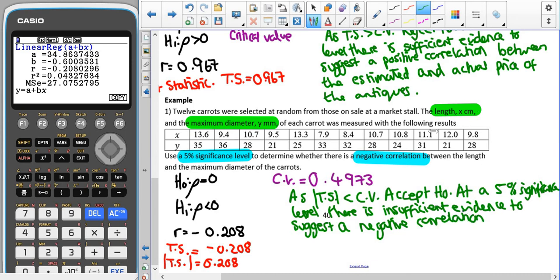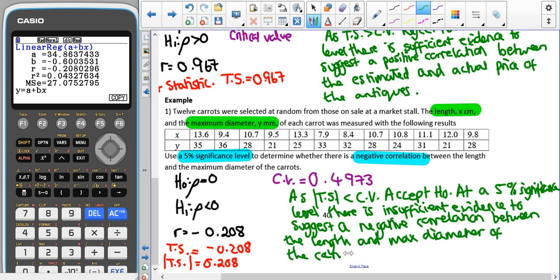And we don't say X and Y, which it says in the table. We say what X and Y stands for. So between the length and maximum diameter of the carets.